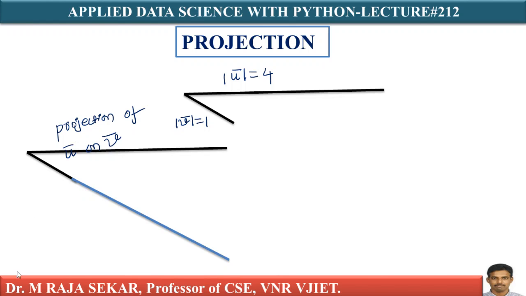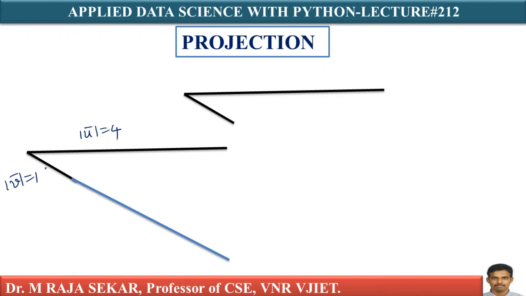After extending, I must find what I have to find. This one is mod u bar equal to 4. Let me say this mod v bar equal to 1. We are projecting u on v. In that case, I extend v so that I get the shadow, and let me write a perpendicular. If I write the perpendicular, I will get the shadow. How can I calculate the projection of u? This is the projection of u on v.